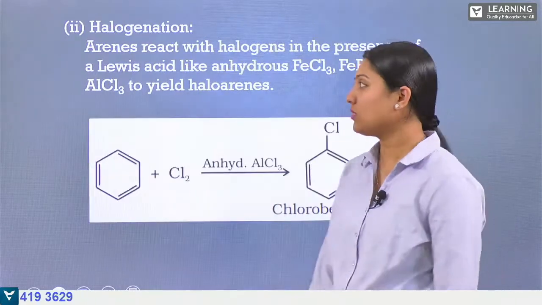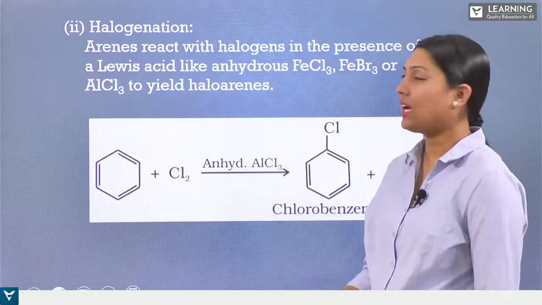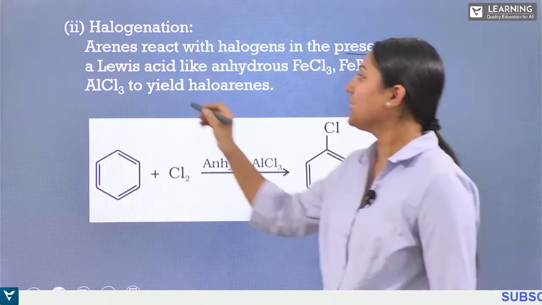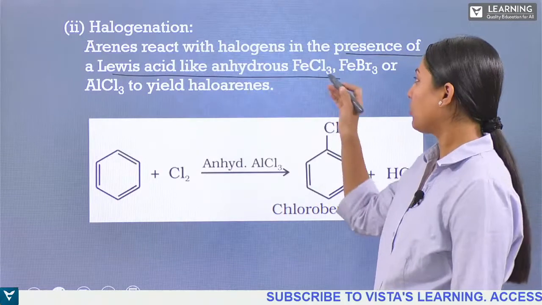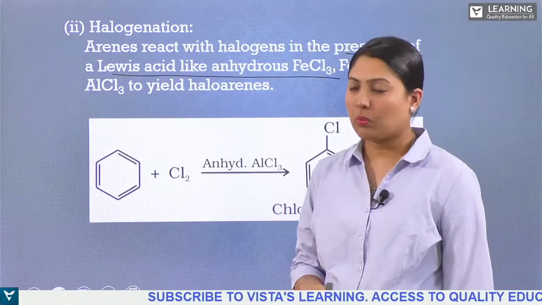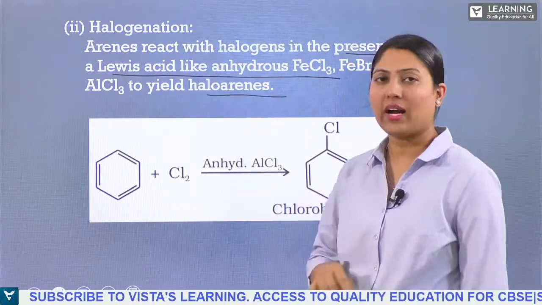Next we have halogenation, where arenes react with halogens in presence of Lewis acids like anhydrous aluminum chloride, iron chloride or iron bromide to yield haloarenes.